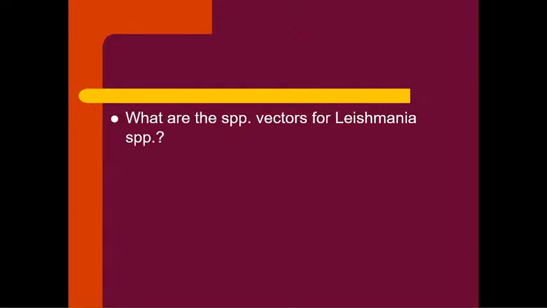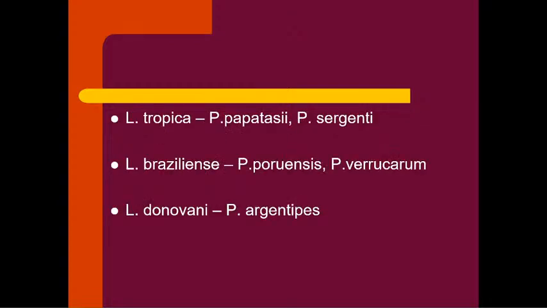Okay? Now, what are the specific vectors for Leishmania species? So again, we're going to talk about the genus, it's P. Ano yung P? Inano ko yan kasi gusto kong makita kung merong nag-aaral talaga ng mga scientific names ng mga vectors. Sige. Gusto kong may magsagot ng ano yung mga P na yan. Okay? P. papatasi. Alright? P. papatasi. P. sargenti.